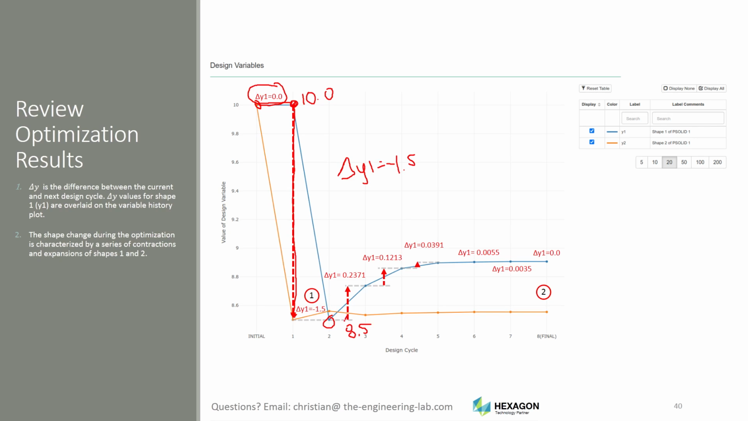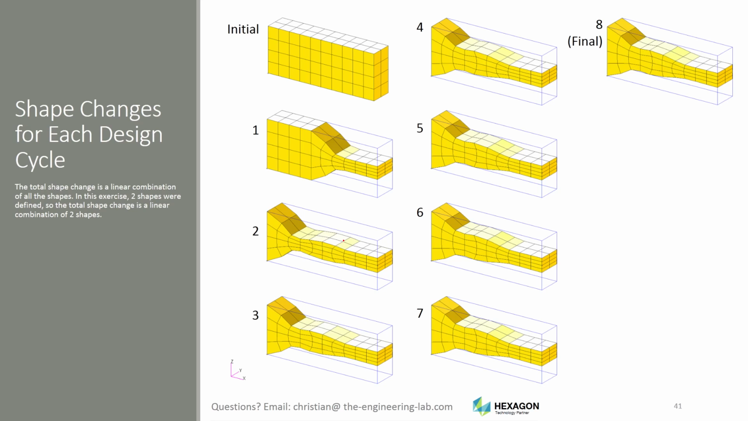Look at the deltas. Look at the differences between design cycles. This is going to tell you if you've expanded or contracted the shape. Negative differences mean you've contracted the shape. Positive differences mean you're expanding the shape. And I think on this slide, I showed you what the total shape looks like from design cycle to design cycle. So here for shape 2, we've contracted the shape. For design cycle 2, we've contracted the first shape. And then after that, it's a combination of expanding and contraction for shapes 1 and 2.